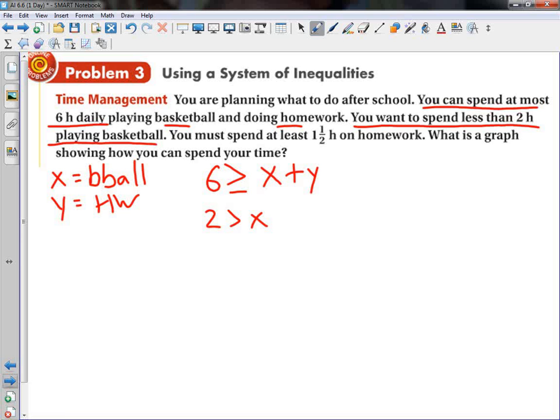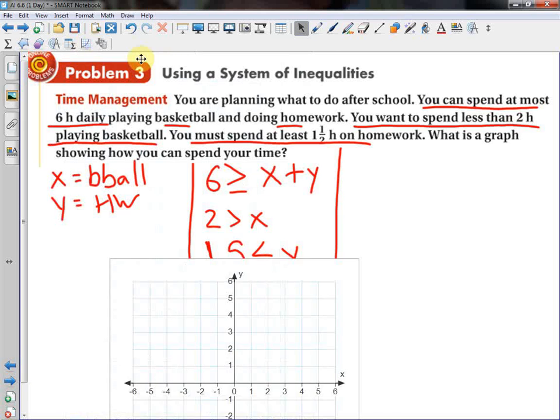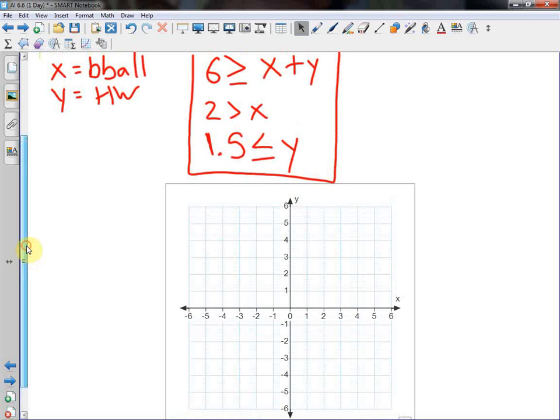The last one says you must spend at least 1.5 hours on homework. Well, 1.5 hours has to be less than or equal to my homework, right? So homework has to be more than 1.5 hours. These three inequalities together are going to make my graph. So let's graph those three things together.